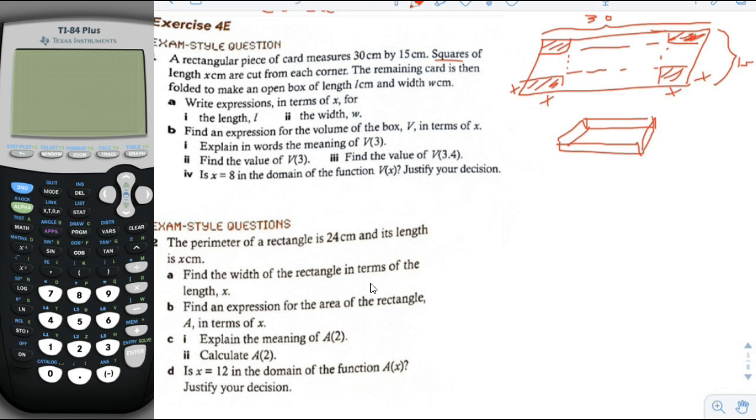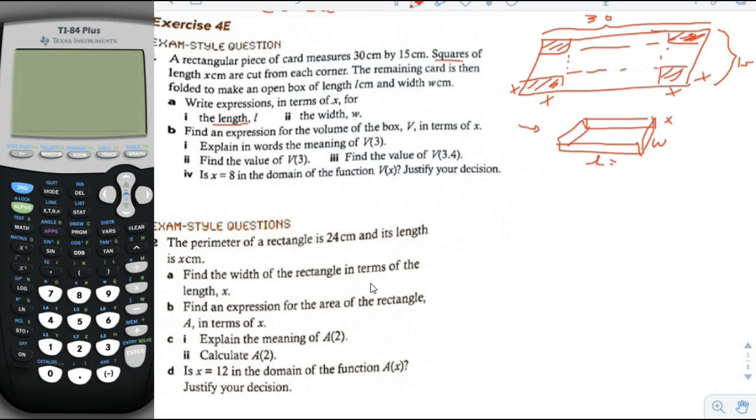So first they say, write an expression in terms of x for the length of the box. And they're talking about this one here, okay? So this one is L long and W wide. And the height, of course, is x, right? Because they just folded it up. Each one of these squares is x long, so if you fold it up, the height of the box is, of course, going to be x. So let's write an expression for L.